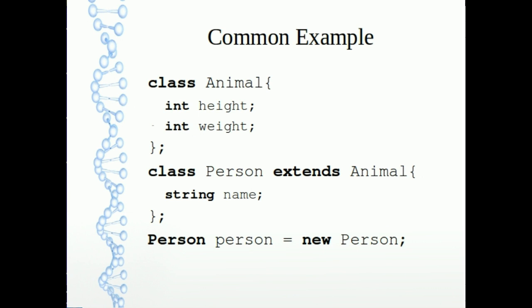We saw what this looks like in pseudocode. We have an animal class with the properties height and weight. We have a person class that extends, meaning inherits from, the animal class with the property name, and we create a new instance of the person class, and we know that this instance of the person class will have a name property and a height and a weight property, with the height and the weight properties being inherited from the animal class.